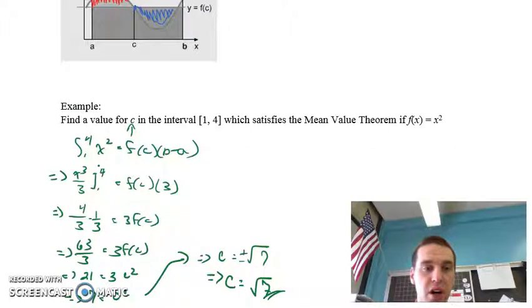So to recap, all I did here was basically copy down the definition of the mean value theorem. I found the integral, found the width of the bounds. I solved knowing that if f of x is x squared, we know that f of c is c squared, and then solve for c.